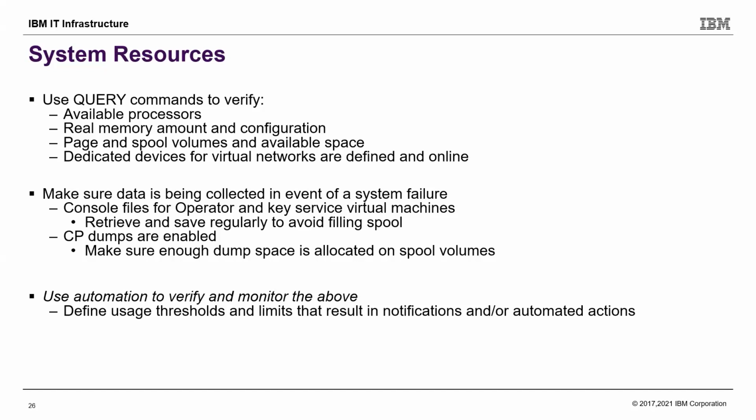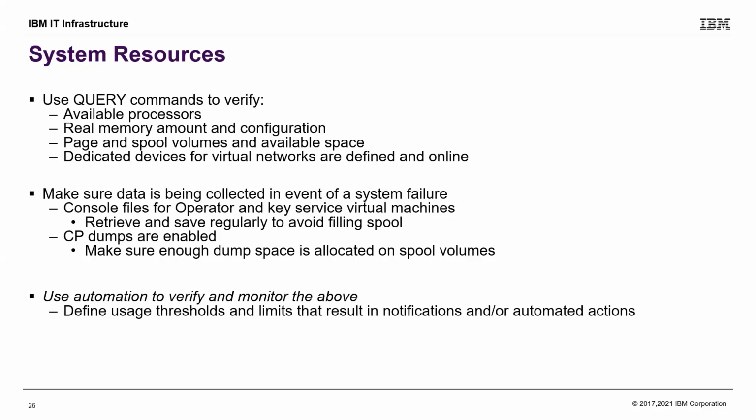So for your console files, you want to make sure the operator's console is active, as well as other key service machines. The console information is written to a spool file, right? If you just ignore it and never get those out of spool, eventually you're going to fill up your spool space. So you want some kind of mechanism to retrieve your console files, maybe daily, maybe every 24 hours. You close the console files, save them on a disk somewhere, and retrieve them out of the spool. So you have a continuous record, but it's broken up into time periods.